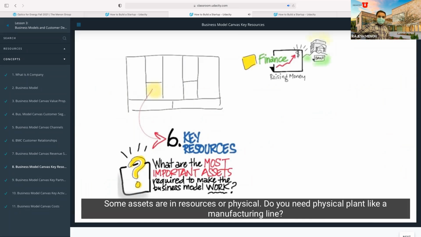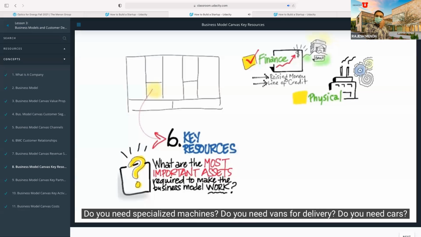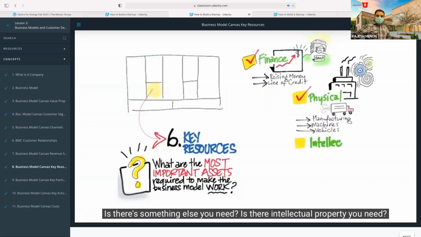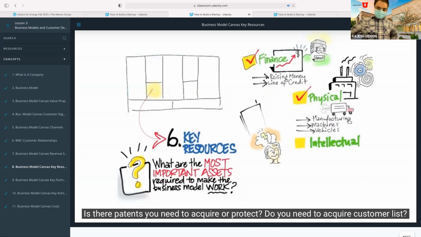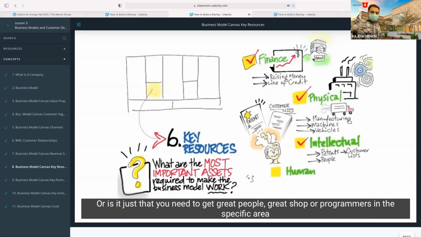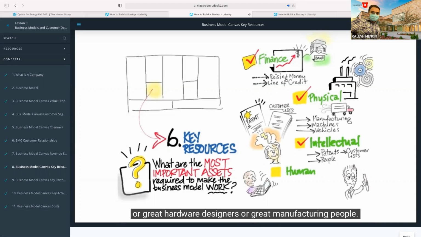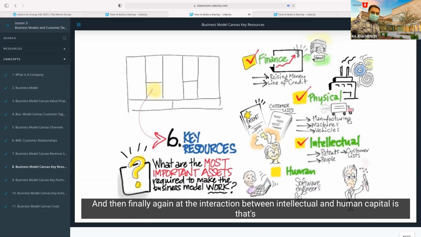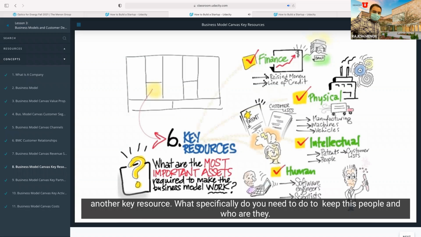Some assets and resources are physical. Do you need physical plant, like the manufacturing line? Do you need specialized machines? Do you need vans for delivery? Do you need cars? Is there something else you need? Is there intellectual property you need? Are there patents you need to acquire or protect? Do you need to acquire customer lists? Or is it just that you need to get great people, great software programmers in a specific area, or great hardware designers, or great manufacturing people? And then finally, the interaction between intellectual and human capital is another key resource. What specifically do you need to do to keep these people, and who are they?